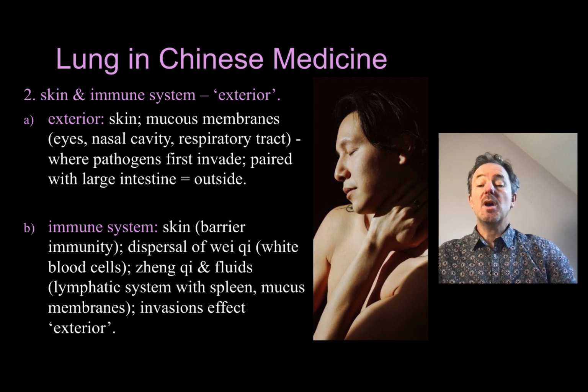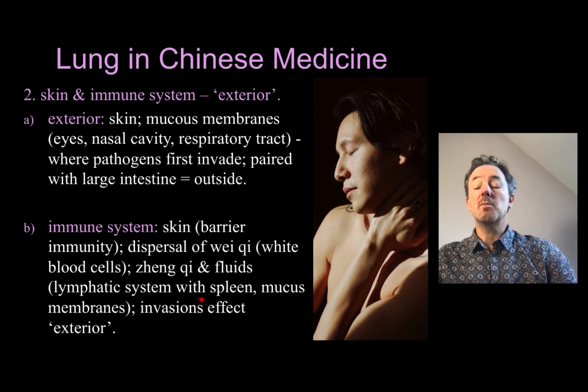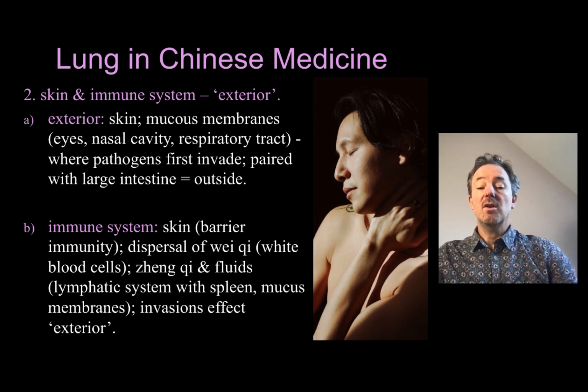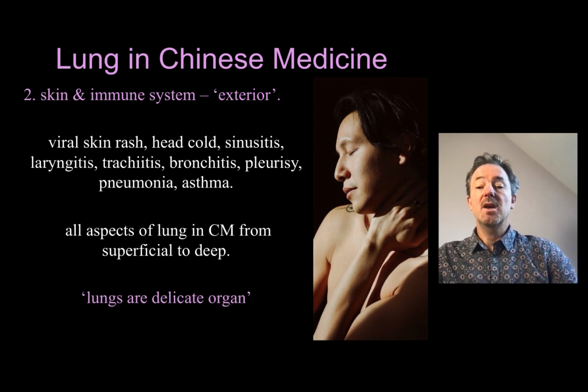The lungs also have a role in the Zheng Qi, the upright Qi, and dispersal of fluids. So our lymphatic system, along with the spleen, the lymphatic system and mucous membranes are under the control of the lungs. So invasions affect the exterior when we get a head cold or we get an infection of that kind.